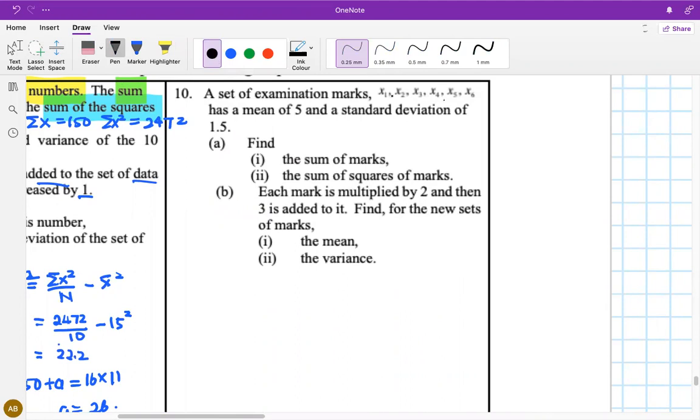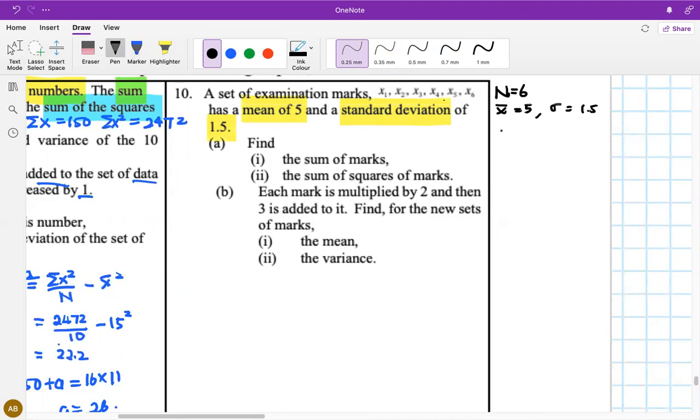You can see here x1, x2, x3, x4 until x6, so therefore the n is 6. Very straightforward. And then the mean is 5. Right, and then the standard deviation is 1.5. Okay, so let us write down all the information that we have. So A, find the sum of marks.